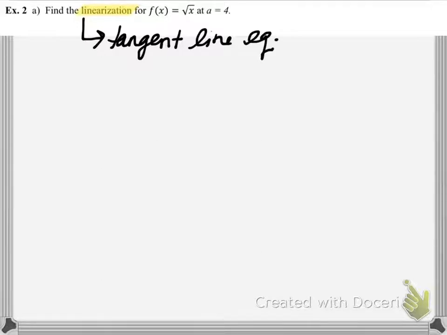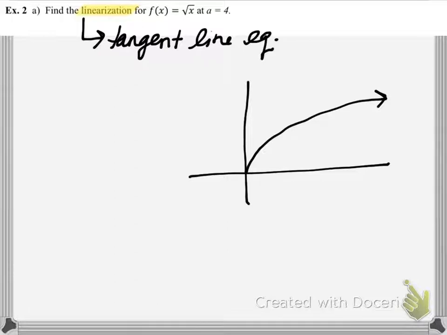So I could reword this problem and ask you to find the equation for the tangent line to f of x equals the square root of x at a equals 4, and it's asking you to do the exact same thing. So graphically, let me just give you a quick visual. If we were to look at square root of x, which we know roughly has this shape, then this problem is just asking you to write the equation for the tangent line here at a equals 4. So our goal is to write the equation for this red line. And because they called it a linearization, we would label it as L of x.